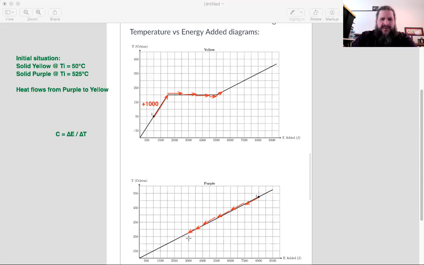Are they now at the same temperature? Not yet, right? It looks like yellow is at a little below 250 and purple is a little above 250. So not quite yet. Let's go one more tick mark and see what happens. Yellow gains 500 joules, purple loses 500 joules. And now what do you see about the temperatures? Yeah, they have reached the same temperature. So by exchanging the same amount of energy, they have both reached 250 degrees Celsius.